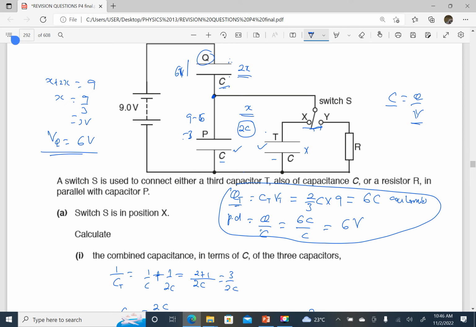But when the switch is taken to position Y, first of all, P is at 3 volts. When the switch is taken to position Y, T is left out, and in position Y the capacitor must discharge into the resistor. It is going to give its energy to the resistor. Therefore, the PD across the capacitor must gradually decrease from 3 volts to 0 when it fully discharges.